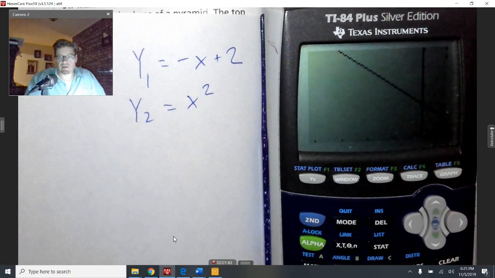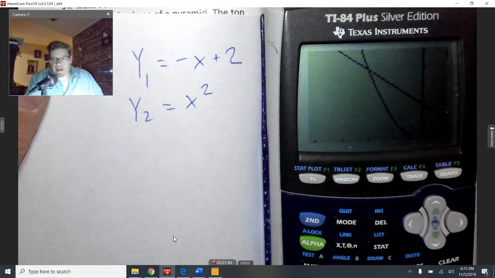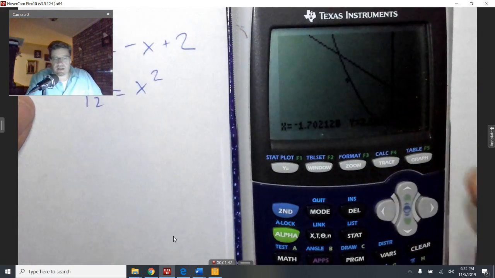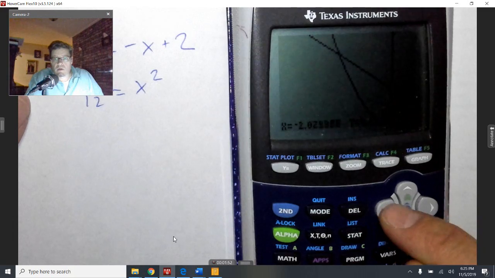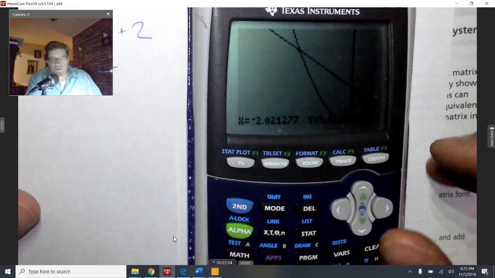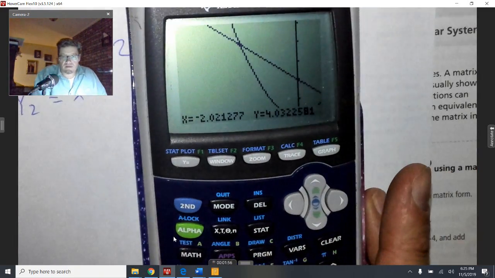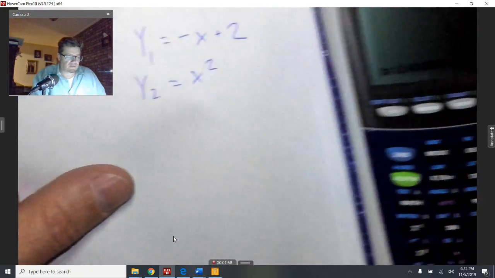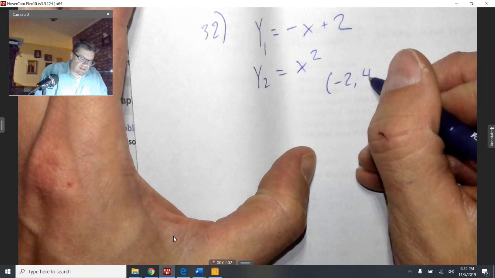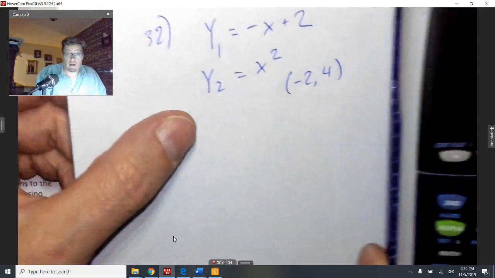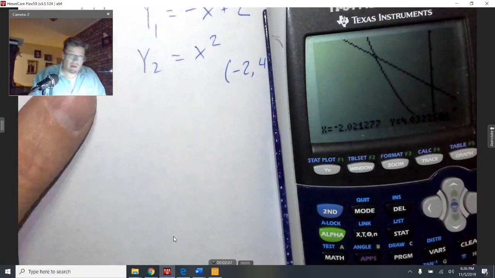I might be able to get the actual location. It looks like right here, if I just push up, it is -2, +4. So it looks like I have -2, +4. That's 1.